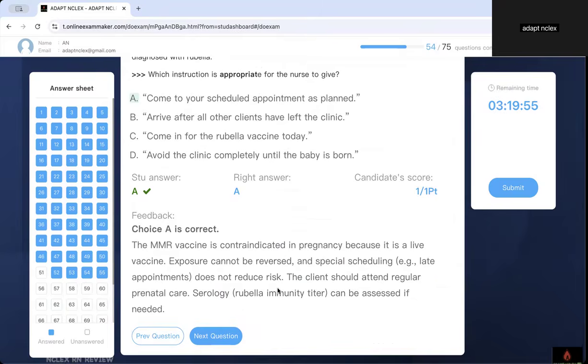These are the four questions I want you to know about rubella. NCLEX will ask you, and you'll see them in nursing school and NCLEX. So pay attention. The MMR vaccine is contraindicated in pregnancy because it's a live vaccine. Exposure cannot be reversed, and special scheduling does not reduce the risks. Pay attention. This is NCLEX review on rubella. Master it.